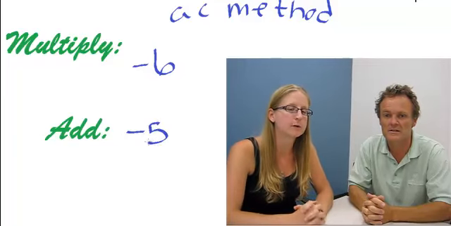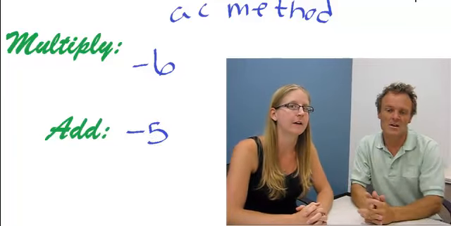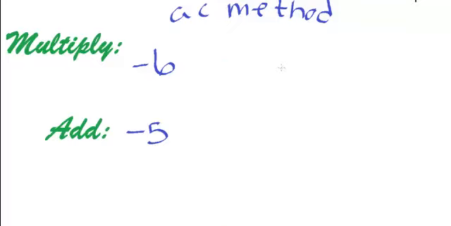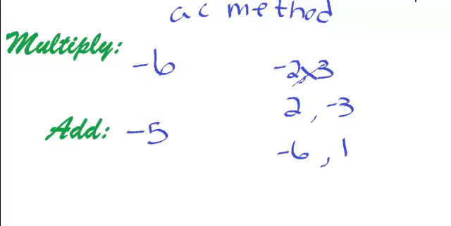So we need two numbers that multiply to negative 6 and add to negative 5. I'll try negative 2 and positive 3. Those multiply to negative 6, but they add to 1, not negative 5. Let's try 2 and negative 3. That's negative 6 again, but it won't work either. What about 6 and 1? To get negative 5, the 6 needs to be negative, so negative 6 and positive 1. Negative 6 times 1 gives negative 6, and they add to negative 5. Oftentimes you don't get it right the first time.